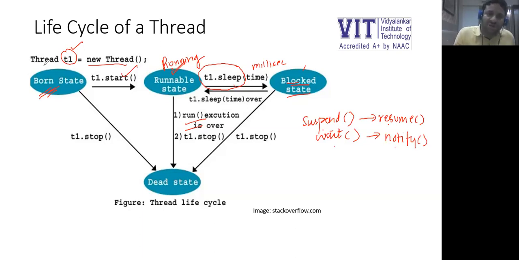However, at any point of time, we can kill a thread. If it is in born state, runnable state, or block state, we can kill a thread using the stop method. That will cause the thread to enter into dead state. So this is about the life cycle of a thread. Let's see.